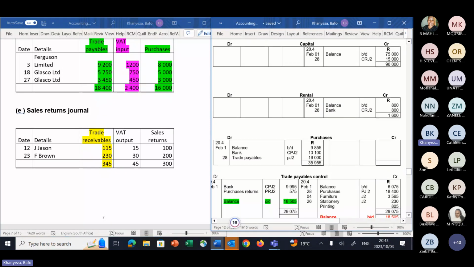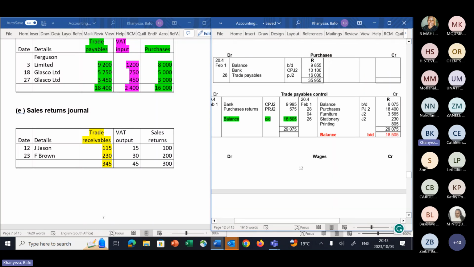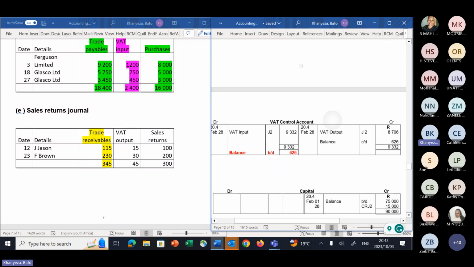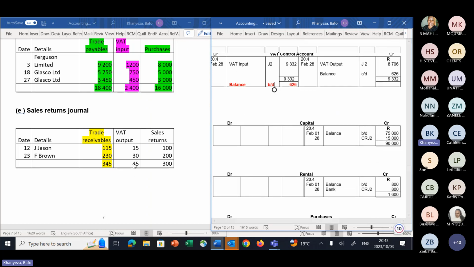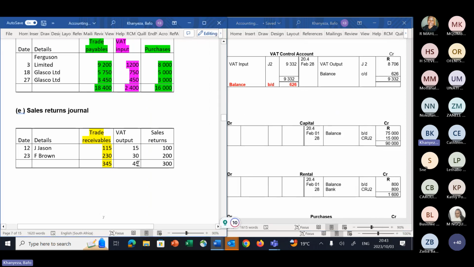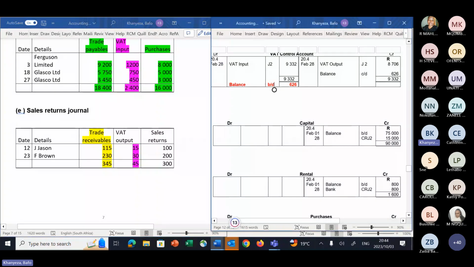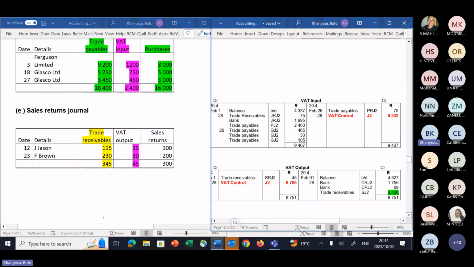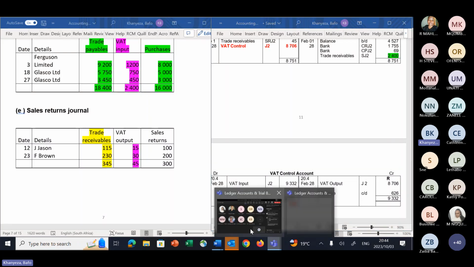I think I missed the sales returns journal here. That's one on the VAT thing. Oh no, I did. So you see, that's why it's important to highlight what you've done. Sometimes I'm talking and doing, so I forget to highlight. So now, this is what is owed to SARS. We've netted off everything. Let me see if you've got questions.